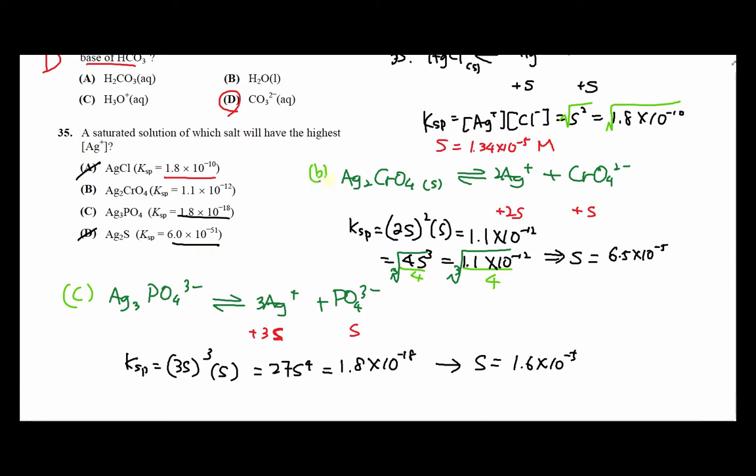and definitely B is the answer. So in the saturated solution, the highest silver ion you can form is B.